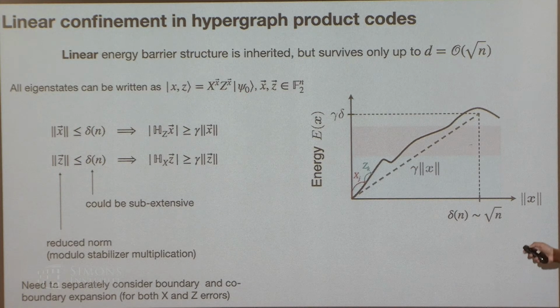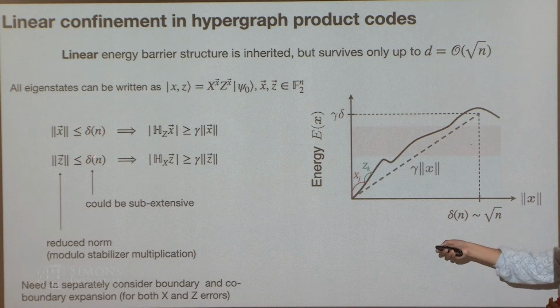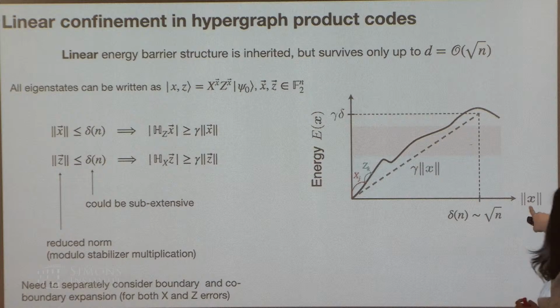Once again you get a linear energy barrier, but now you talk not just about Hamming weight, but about some reduced norm, because you act with some Pauli operator and you get a syndrome somewhere, but there are many different choices of Pauli operators that can give you the same syndrome. So we want the minimal choice. That's what this symbol here means.